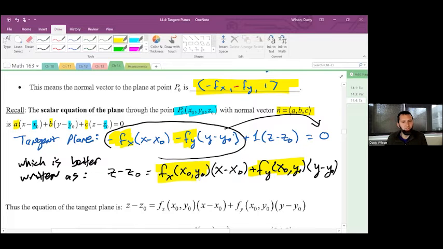And so again, thus the equation of the tangent plane is z minus z naught equal to the partial derivative of f with respect to x, evaluated at x naught y naught, times x minus x naught, plus the partial derivative of f with respect to y at x naught y naught times y minus y naught.